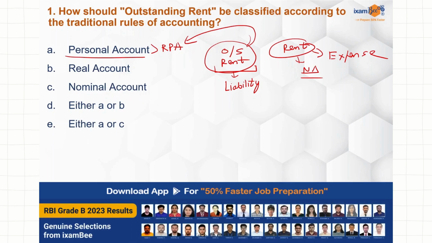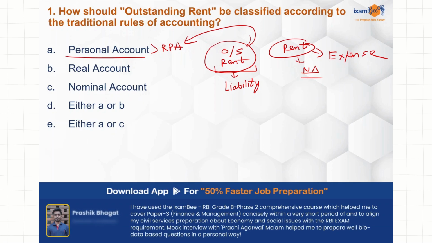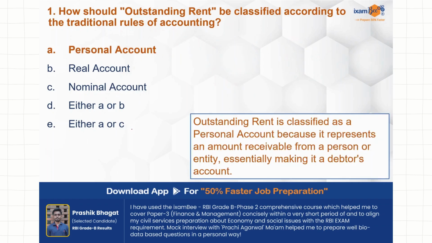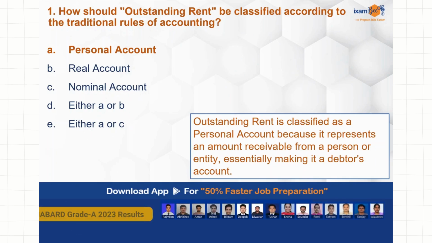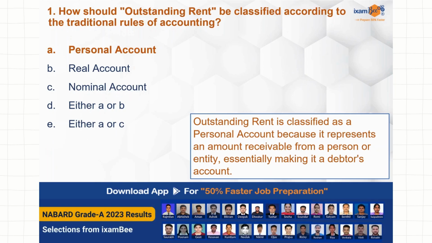Whenever there is a nominal account, say for example rent, and we use any kind of prefix or suffix, let's suppose outstanding rent or rent paid in advance, in that case it becomes a representative personal account. This is a very important question. You should definitely know this concept. So the correct answer here is personal account, because outstanding rent represents your landlord to whom you need to pay your rent.